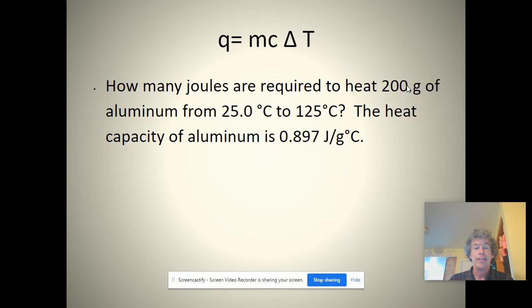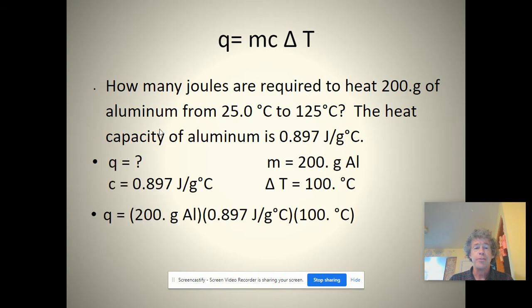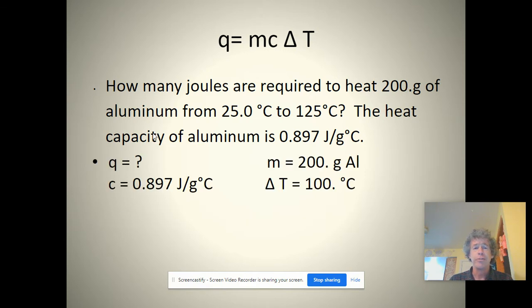So first thing is to figure out, what are your givens? We have Q. Well, we don't know what Q is at this point. That's what we're solving for, because it's asking how many joules, and that will be Q. C is the specific heat, how much energy it takes to heat it per gram degree Celsius, and that number is 0.897 joules per gram degree Celsius. Now the mass, the mass of what is getting heated, is 200 grams. And finally, delta T is the change in temperature, and it's heating from 25 to 125, so the difference there is 100 degrees Celsius.